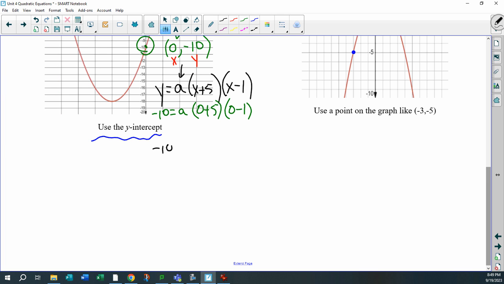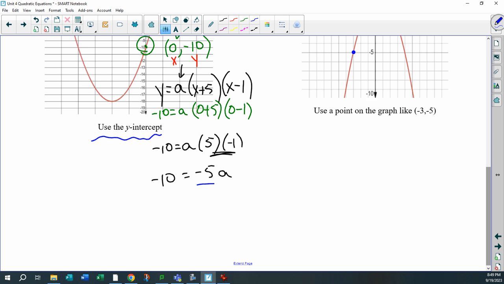Minus 10 equals A. 0 plus 5 is 5. 0 minus 1 is minus 1. Multiply these together, you get minus 10. Multiply them together, you get minus 5A. Simple.